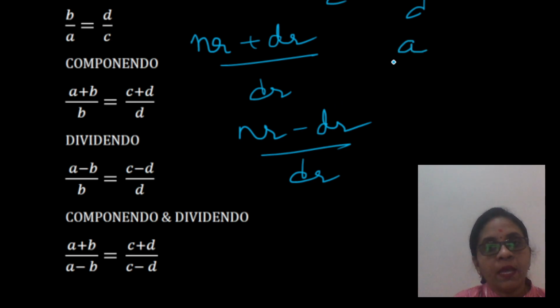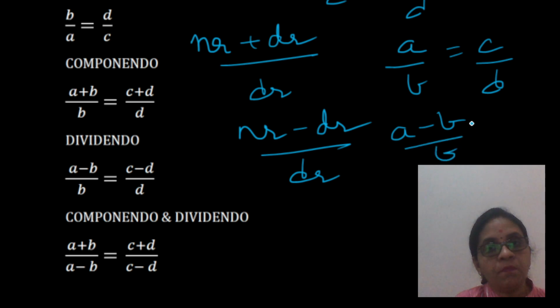So if A by B is equal to C by D, if you apply dividendo, it is numerator A minus denominator B by B is equal to (C minus D) by D. That is your dividendo. Now the last one is very, very important one.